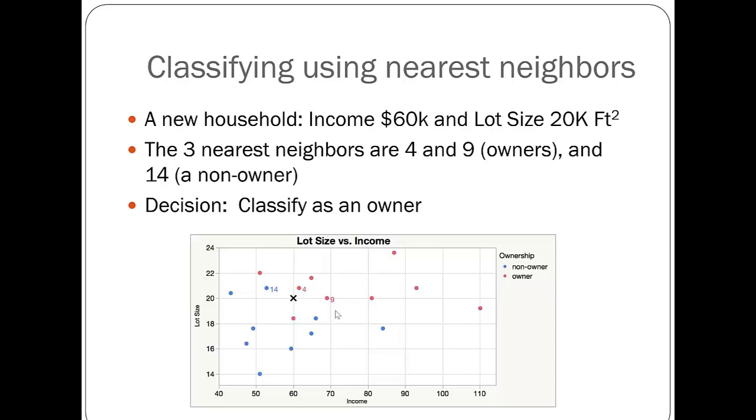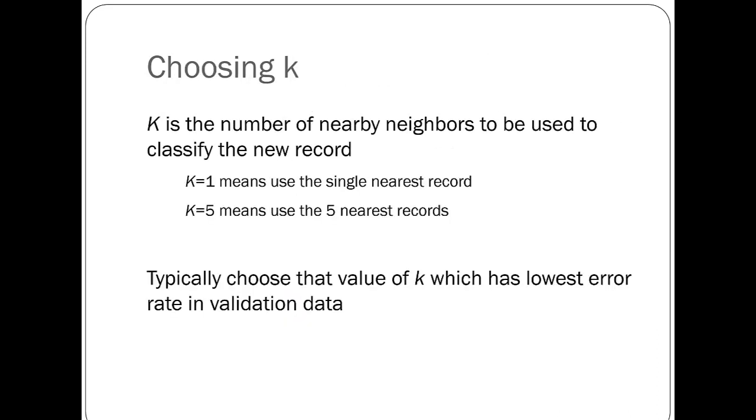And that brings up a good question then. How do we pick k? And we're going to use the validation data set and look at the error rate on the validation data set. And that's going to be the basis for picking the value of k that we're going to go with.